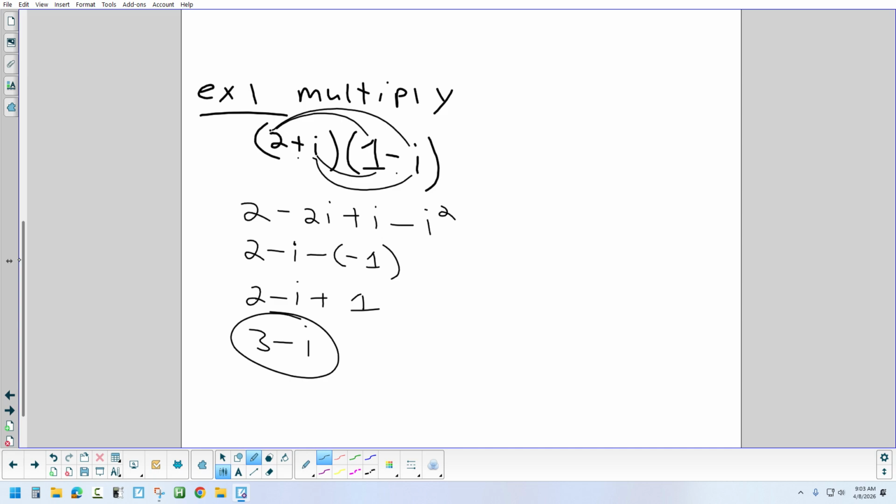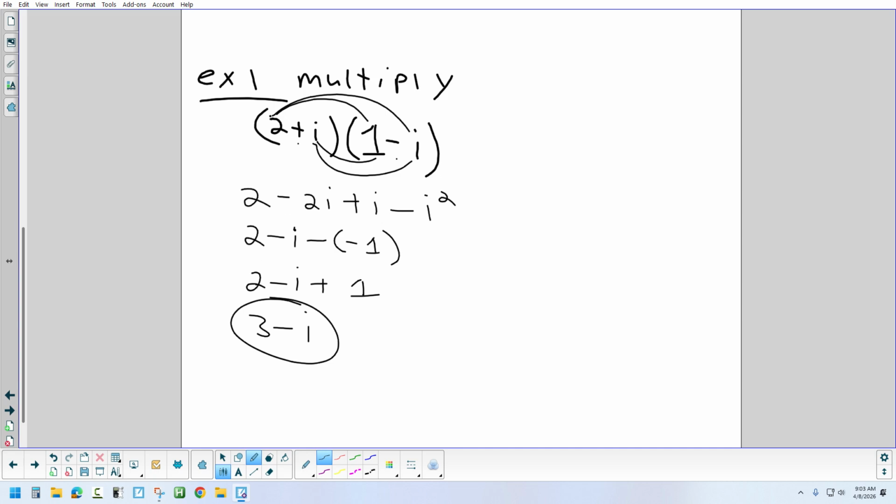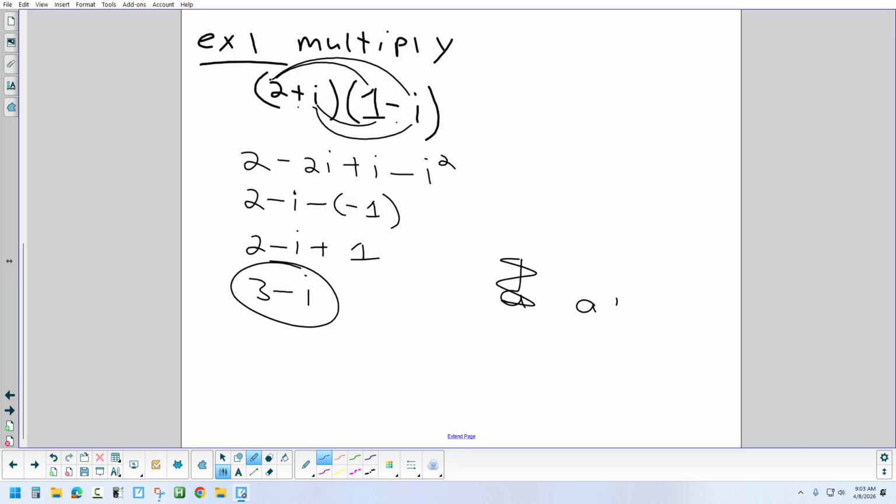When you write it, always put the real part first, and then put the imaginary part second. All your answers should look like this. Could be a plus or it could be a minus between the a and the b. It just depends when you combine like terms. In this case, it was a minus. Okay. Any question on that first one?